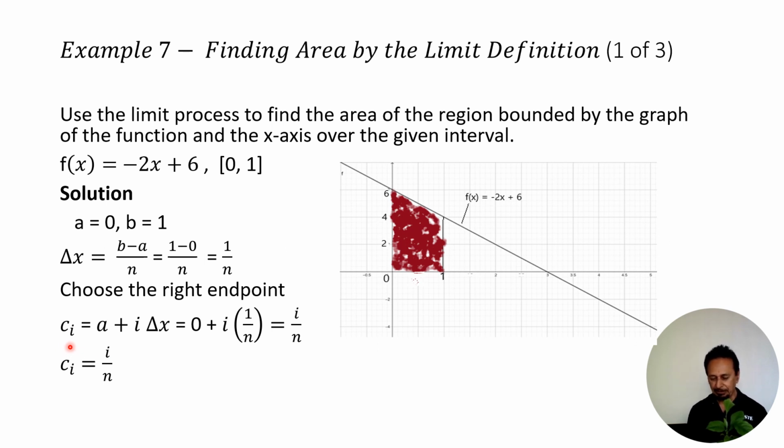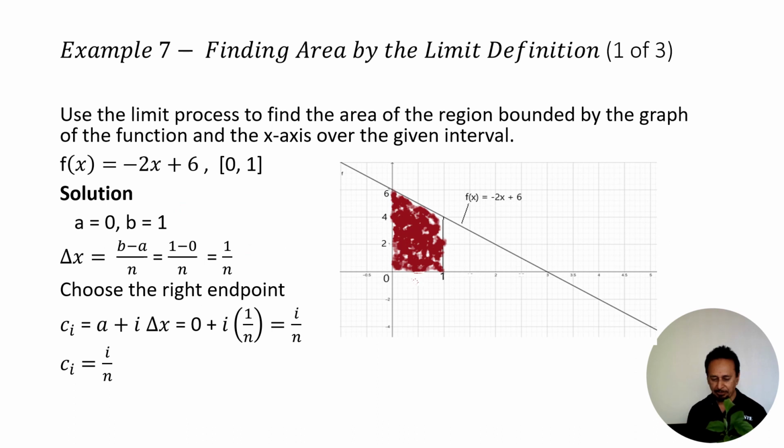So let's see, c sub i is equal to a plus i times delta x. Well, a is 0, so we put 0 here. i is i, and delta x we just calculated, 1 over n. So we simplify, it becomes i over n. So c_i is i over n. Now we're going to write the summation notation, and we're going to use c_i, i over n, with the function.